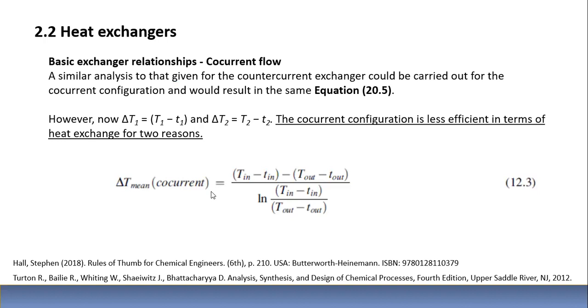So if that happens, in the definition of Q, which is equal to UA delta T logarithmic mean, in order to compensate, if we have a lower delta T logarithmic mean, we have to increase the area so that the product of the area times the delta T logarithmic mean is the same in the concurrent configuration as for the countercurrent configuration. It could be the same, but we need to increase area. That means the exchanger has to have a bigger area, which means a bigger heat exchanger, physically a bigger exchanger.